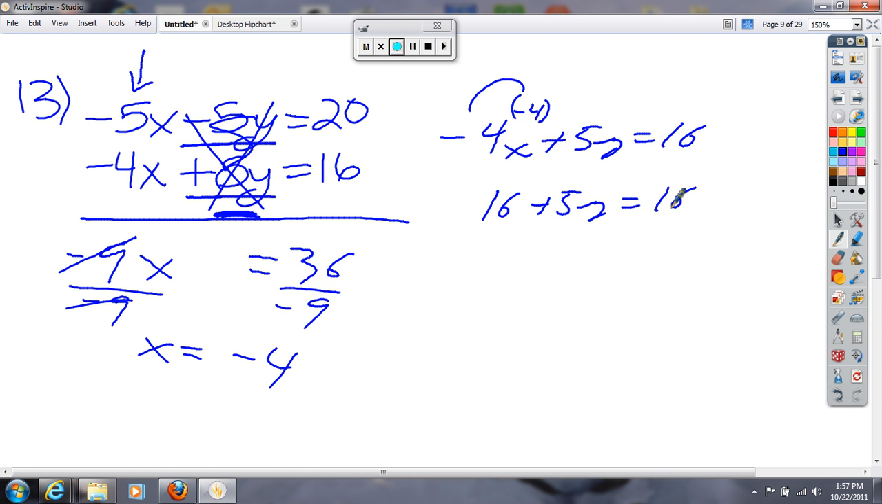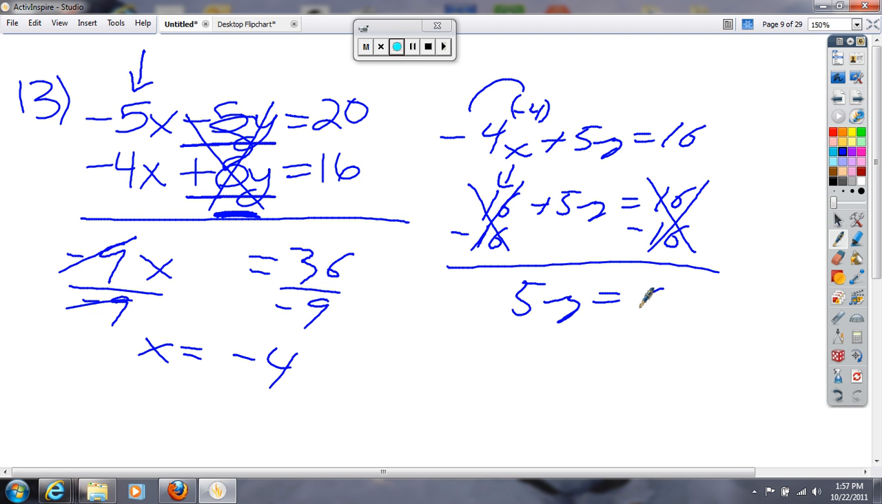Now I'm going to take the 16, this one here, and move it to the other side. I'm going to subtract 16 to make it go away. Draw my line. These 16s cancel, and these 16s cancel. 16 minus 16 is 0. So I end up with 5y equals 0. Divide by 5. The 5's cancel. I have y on the left side, and 0 over any number is 0.